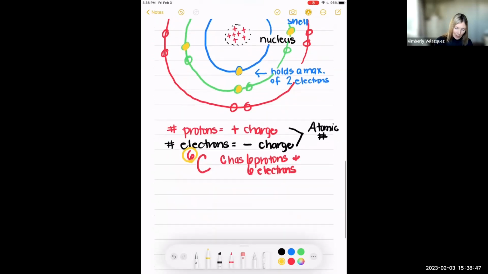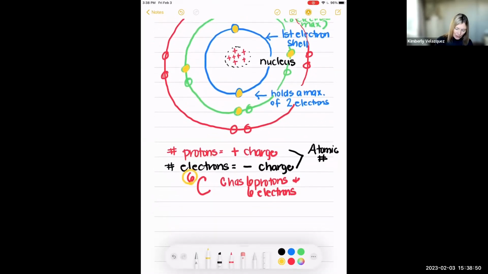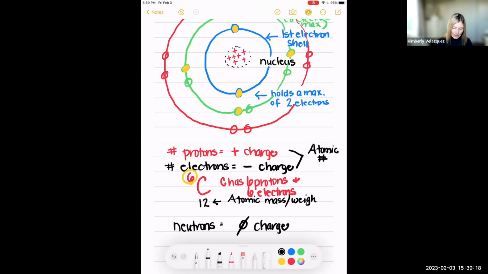We've got one subatomic particle we haven't talked about yet, and those are the neutrons. Neutrons, also in the nucleus, have no charge. How do we know the number of neutrons that an element has? Well, the number of neutrons an element has is determined by looking at the atomic mass or weight for that element. And in the case of carbon, that number is 12.